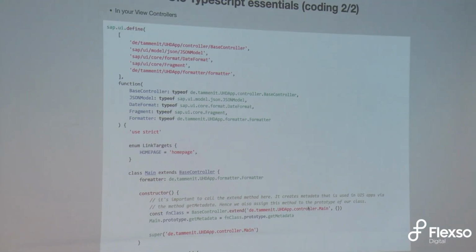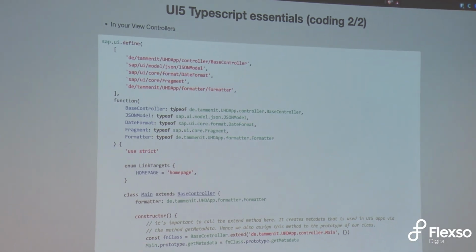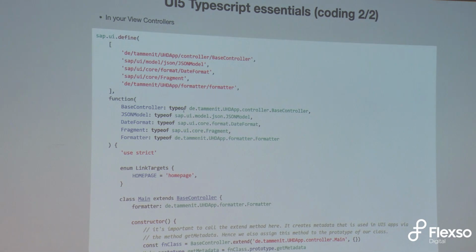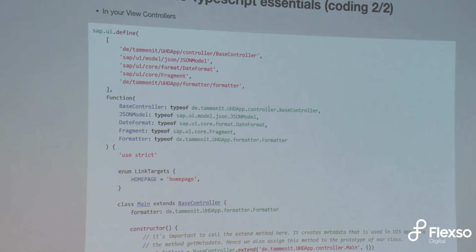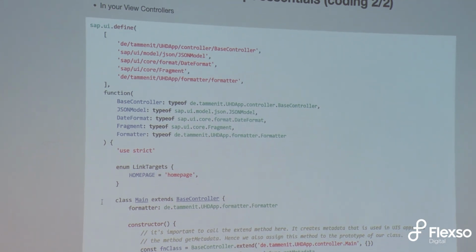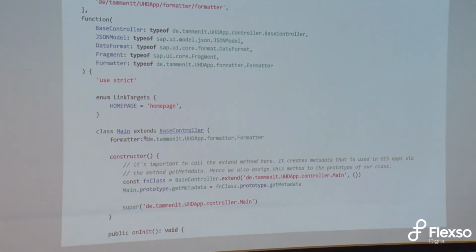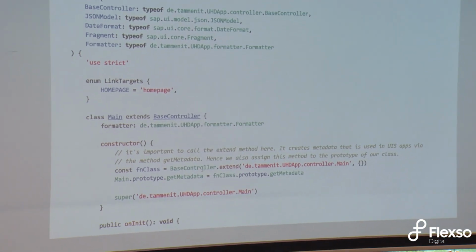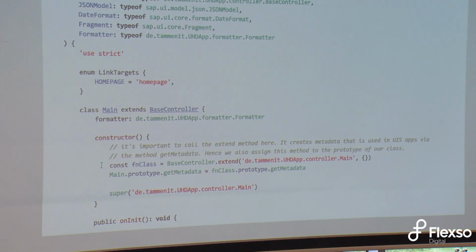Yeah, that's all. Here is the same for a view controller. Again, sap.ui.define as usual. Then you define with TypeScript with the typeof keyword. You tell TypeScript of which type the components you are using are. Here, for example, it's a base controller in my own namespace. And here again, we have the class, Main class in this case, extends my base controller. The constructor calls the extend method and sets the getMetadata function to this component.